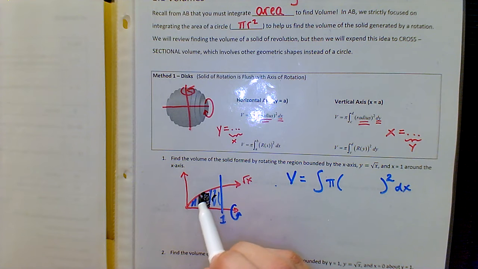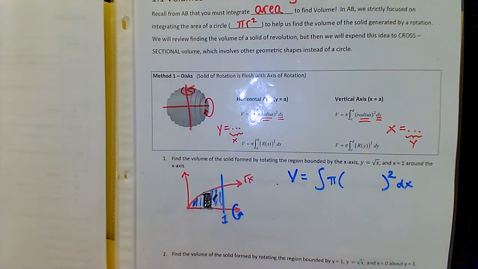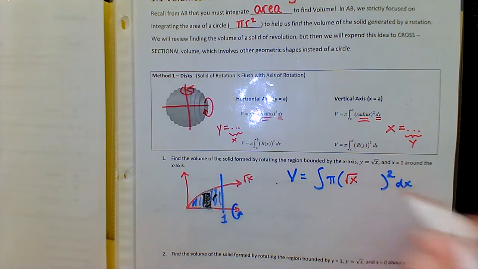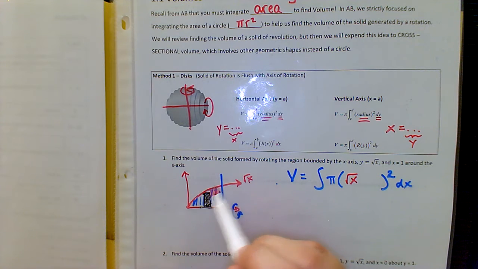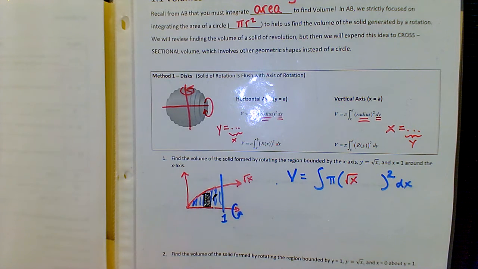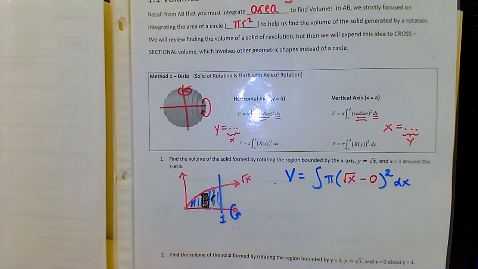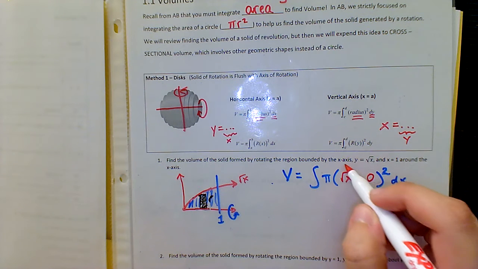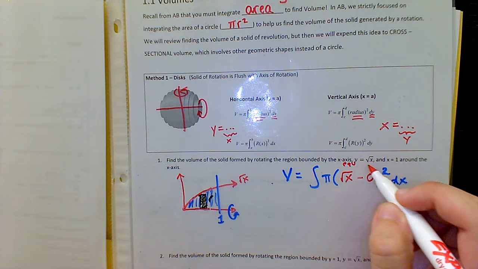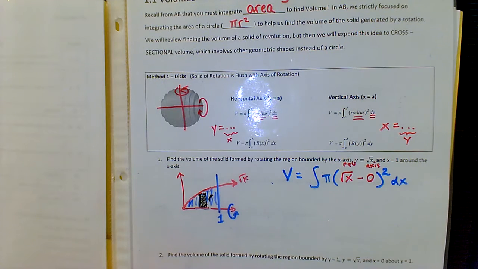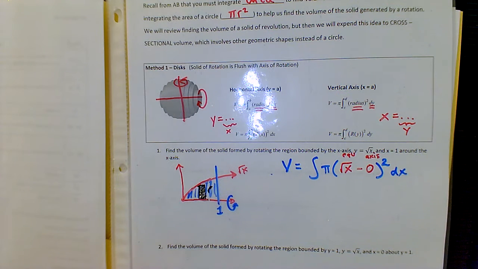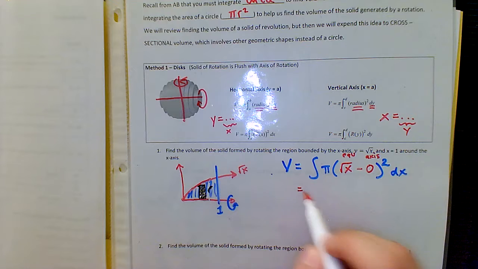So we're going to take that distance simply by taking the top function minus the bottom function. So we would have the square root of x, which is the top curve, minus the bottom function, but that's just the x-axis, which has a value of 0. I like how Eric worded it. He said you take the equation and then you subtract the axis, if you can think about it that way. All right.